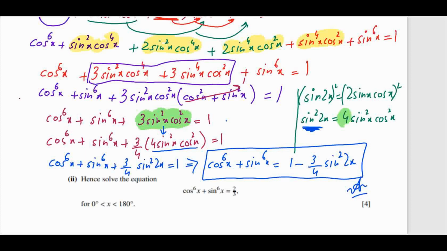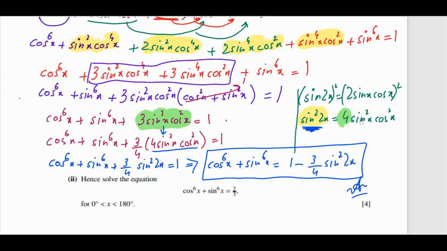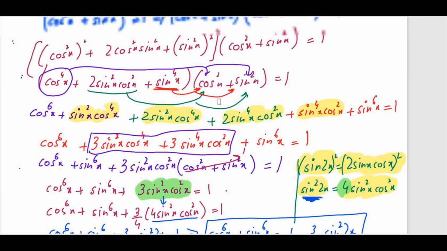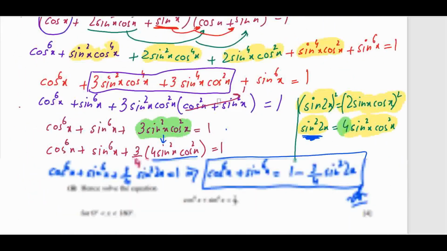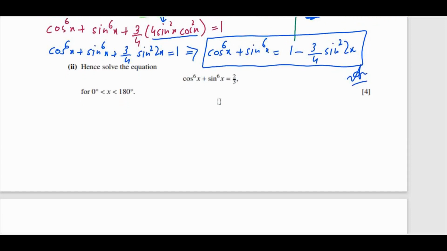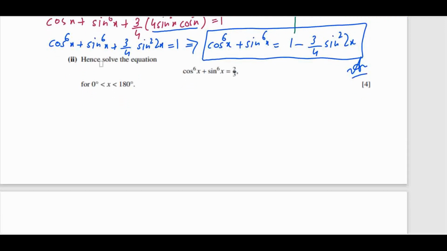Here this one is the tricky portion, that how to convert, how to write sine square of 2x in the form of 4 sine square x cos square of x. I hope that this point is now clear to all of you. And still if you have any question, you can ask it in the comment section. This one is the solution, and I hope that it's now clear to all of you. Now hence solve the equation, this one.